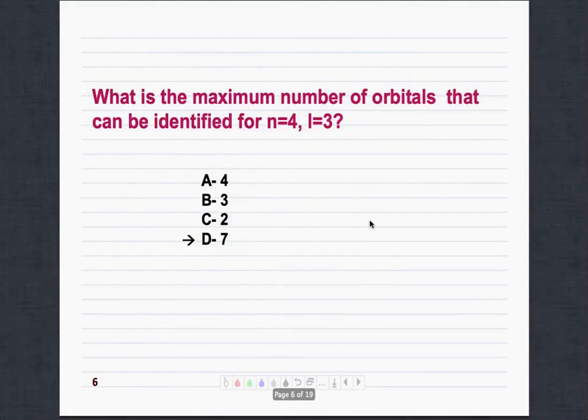What is the maximum number of orbitals that can be identified for n equals 4, L equals 3?